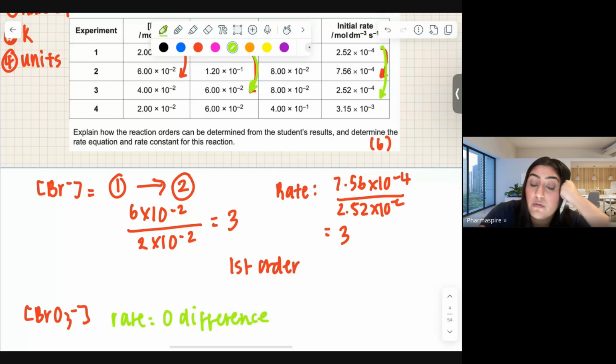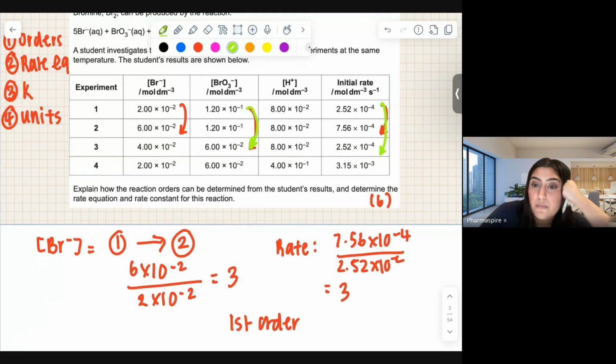Okay, this is where it gets difficult. With this, you're not just working out what's on its own, okay? So we've got Br minus, right? And we know that's first order, right? So if we double it, if it's first order, it means if we double Br minus, technically, the rate should double, yeah? But in this case, I want to work out what the difference is between BrO3 in experiment 1 and 3. So work out that for me first, and then we'll go a bit further.